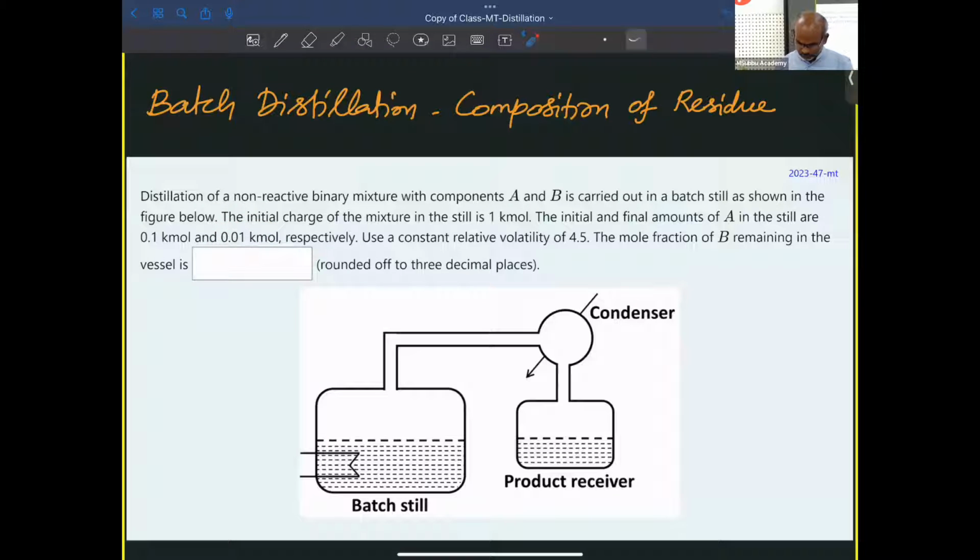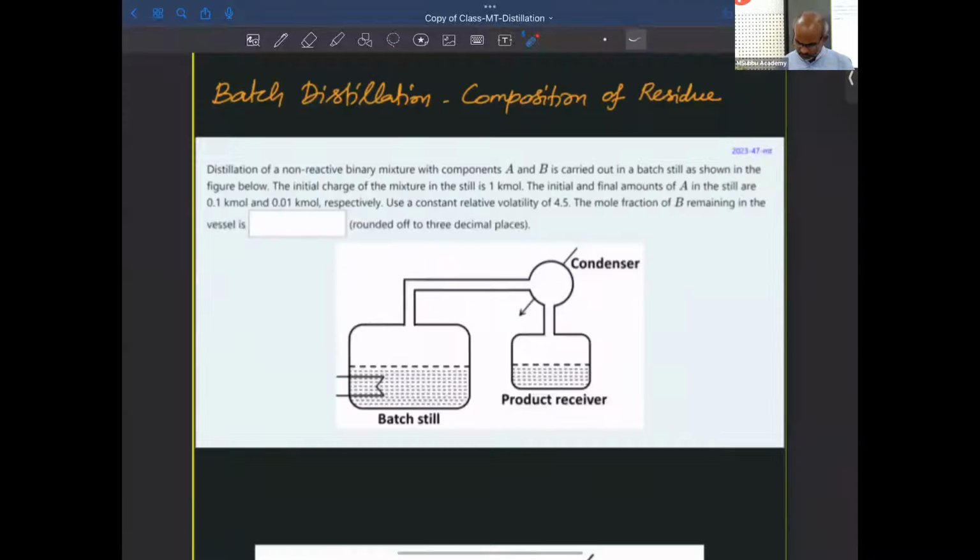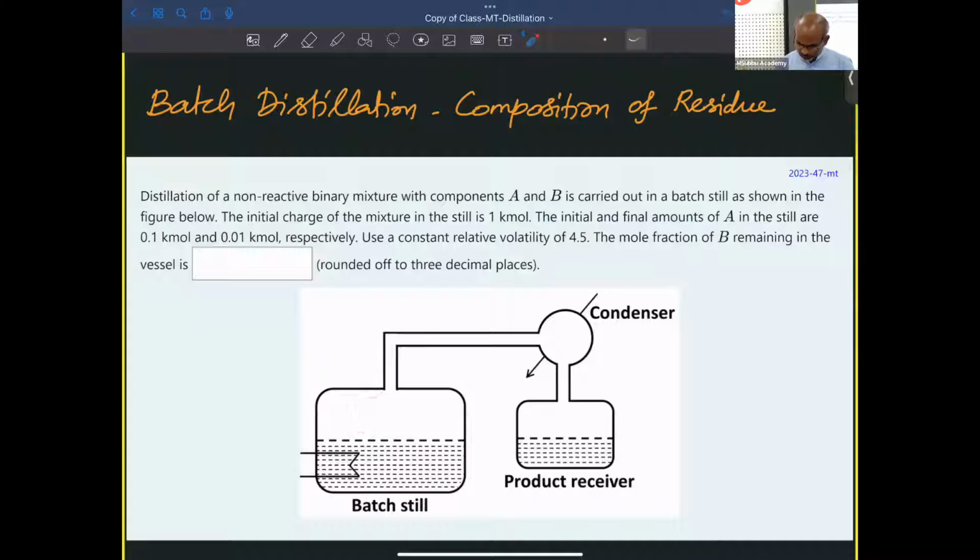So always we call that initial. The initial amount is F, and F into XF is simply equal to 0.1. This 0.1 kmol is the amount of A in the still at the initial condition. Likewise, W into XW is given as 0.01, the amount of A in the still at the end of the distillation. We call it the residue, and always use the symbol W for that. The product we take as distillate, and the composition of that distillate is taken as YD average.